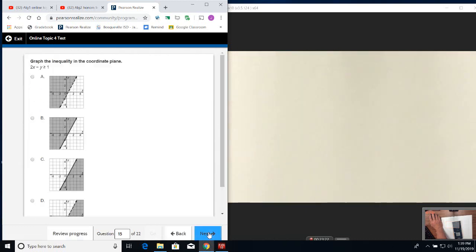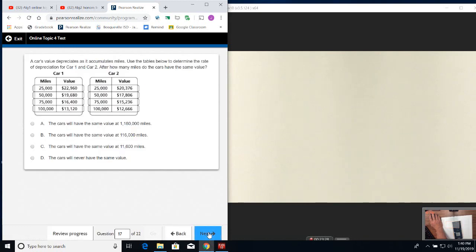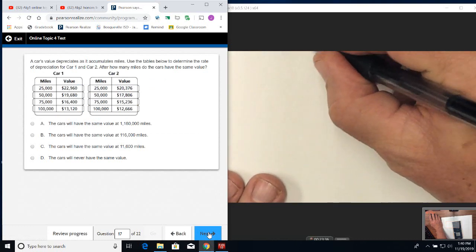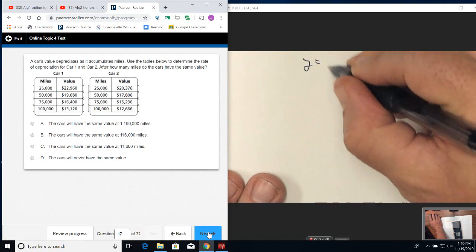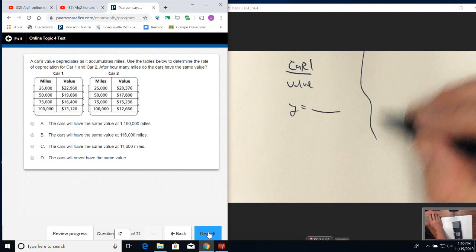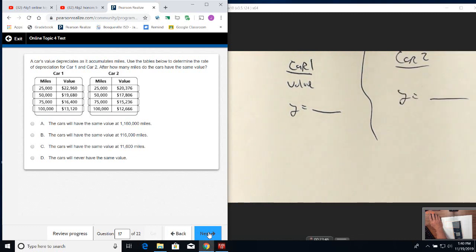Okay, I want to go to question number 17, and I want to show you something in your calculator that will save you some time. In question 17, here's what this wants you to do. It wants you to come up with an equation for car 1's value. So come up with an equation in slope-intercept form for the value of car 1, and then do the same thing for the value of car 2. How much is it worth after so many years of driving? Or so many miles on it, okay?